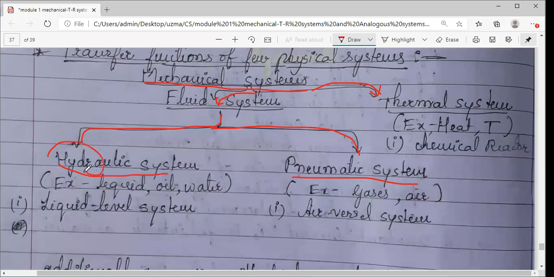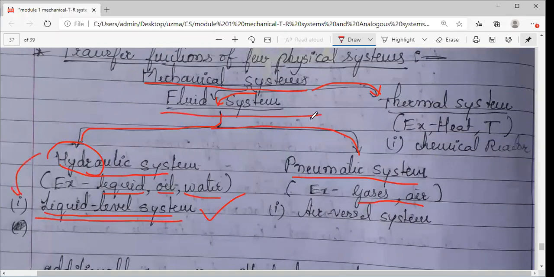Hydraulic means, as you can see, hydra, liquid, oil or water. Pneumatic means where air is in gaseous form, that is your pneumatic system. So in your textbook, one example is given for hydraulic: the liquid level system. That is nothing but your water tank, whose liquid level height changes. We have already seen this in the introductory classes, how the water level in the tank is controlled. That liquid level system is the example for hydraulic systems under fluid systems.